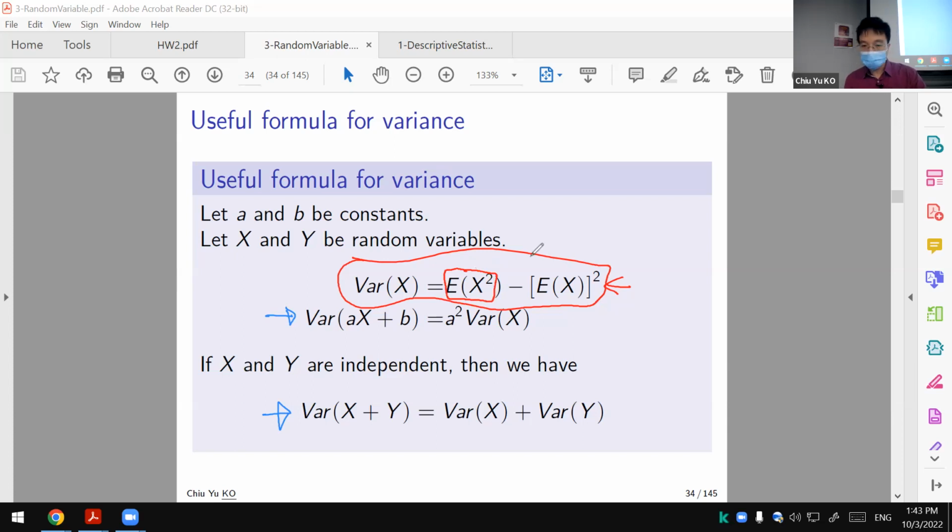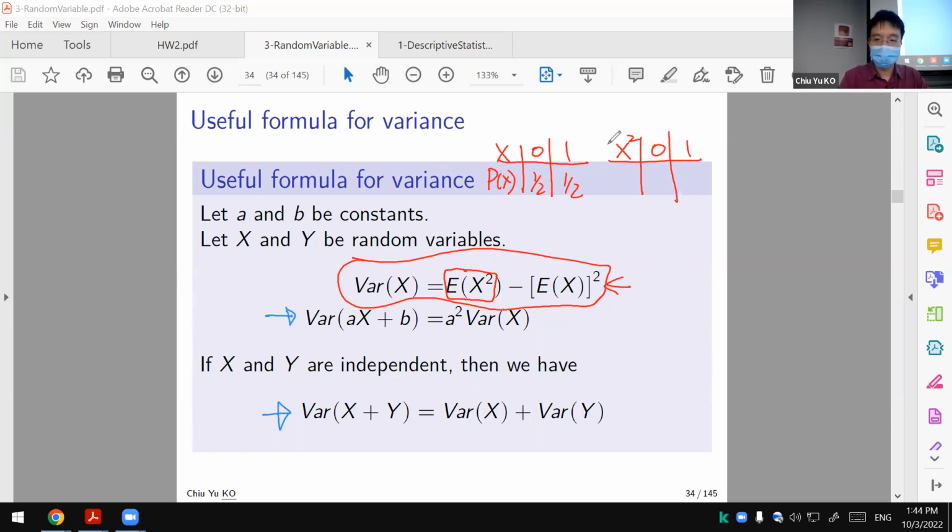What does that mean? Let me illustrate here. In the case you have 0 and 1, and say P of X is 1/2, 1/2, what's X squared? 0 squared is 0, and 1 squared is 1, right?